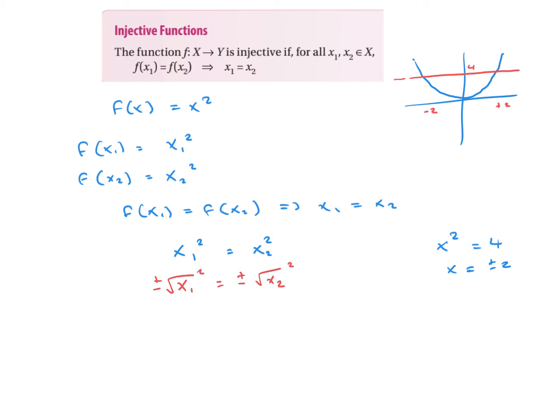They're going to disappear, and I'm going to end up with plus or minus x1 is equal to plus or minus x2. Now, this is where we have an issue, because one of our answers could be that positive x1 is equal to negative x2, and that breaks this definition. It contradicts this, which means that this function is not injective. We know it's not injective because we can see it already on our diagram.